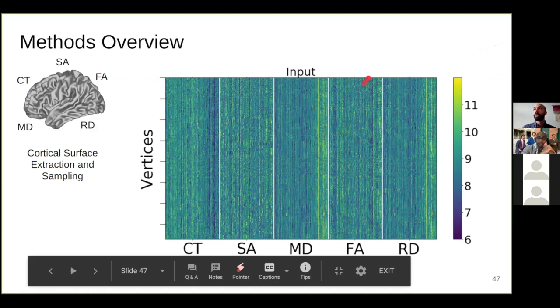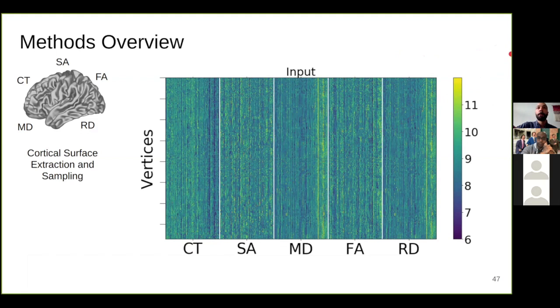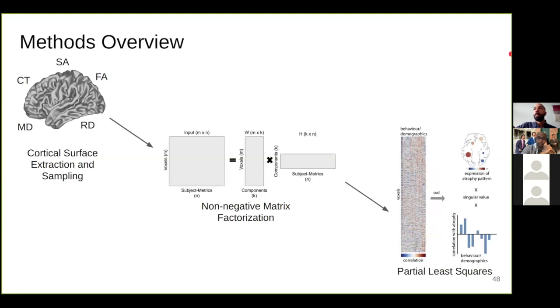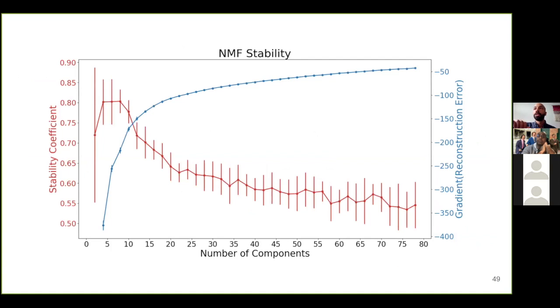And you can see similar things in the diffusivity metrics as well. So we then input that matrix to NMF, and then using the output weightings, we again look at partial least squares analysis. So here we look at the spatial stability and the change in reconstruction error.